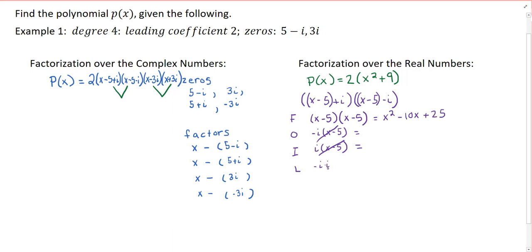And then -i times i is -i squared. But again, remember i squared is -1, so this is -1, which just ends up being a +1. So I'm going to add that to my FOIL piece to get my whole factor. And so my irreducible quadratic is x squared minus 10x plus 26. And so at the end of the day, my factorization is similar, but it's, like I said, irreducible quadratic. So this completes the factorization over the real numbers.